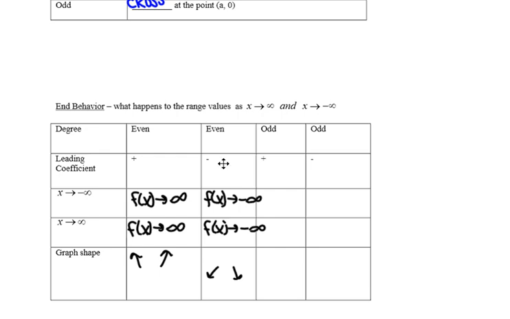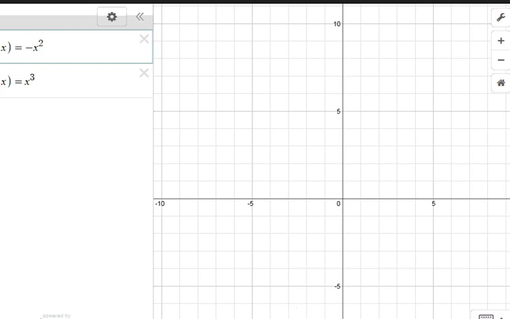Okay, now let's take a look at the third column. Now we want a function with an odd degree and the leading coefficient being positive. Okay, so let's go back to Desmos then. So I'm going to get rid of this, and I'm going to do x cubed. Okay, now as x approaches negative infinity, f of x is approaching negative infinity. And as x is approaching positive infinity, f of x is also approaching positive infinity. This time, notice the end behavior direction arrows are going in opposite directions. Okay? All right, so let's go back to your sheet then.